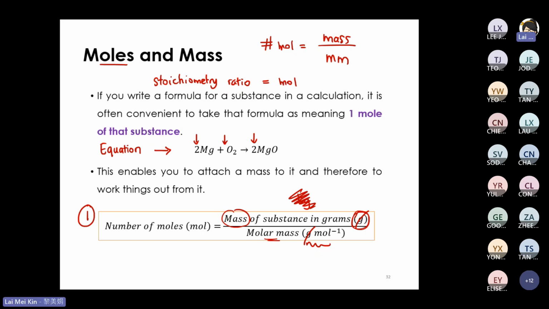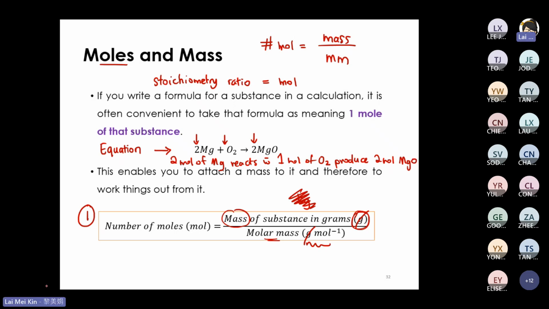What do I mean? When I write this equation here, 2 Mg plus O2 will produce 2 MgO. How do I interpret this equation? How do you read this equation? 2 mole of magnesium reacts with 1 mole of oxygen gas. Continue. To produce 2 mole of magnesium oxide.